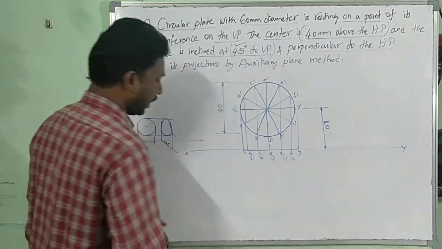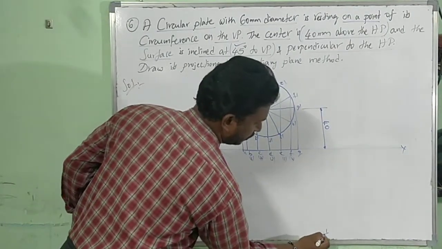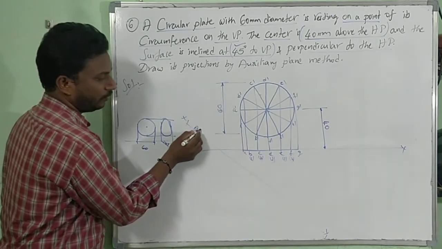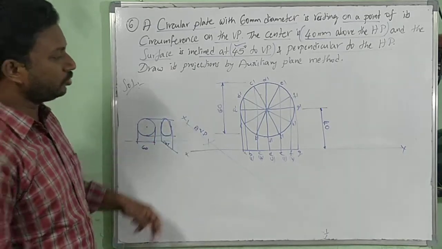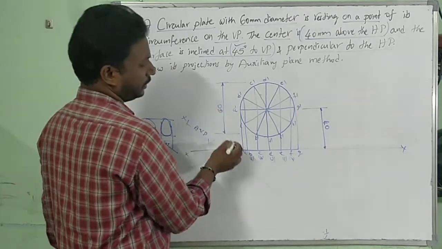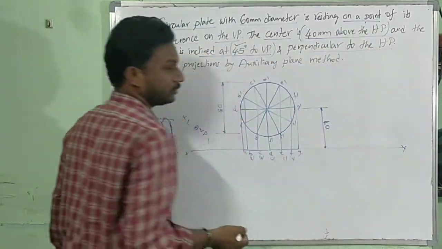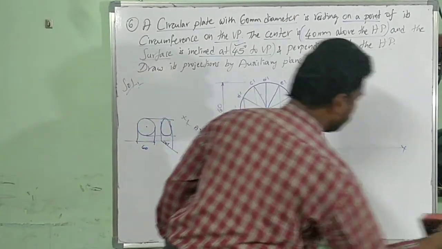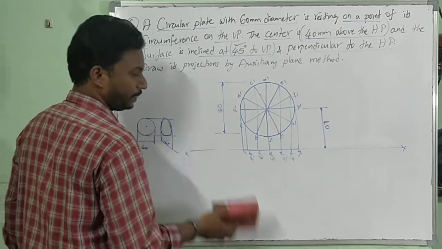See, as per previous problems, I should draw x1, y1 like this, the auxiliary vertical plane. But here this is wrong. I have to draw this line at this point, the initial point. Why? Because you see, here it is resting on a point, while in the previous problem it was resting on an edge. That is the reason we have to draw at a point only.